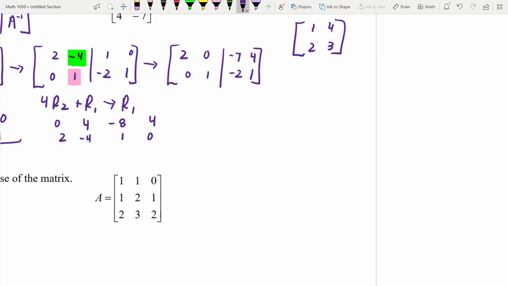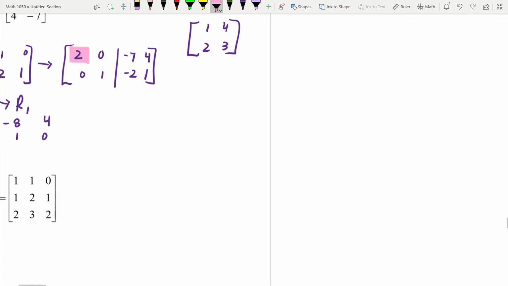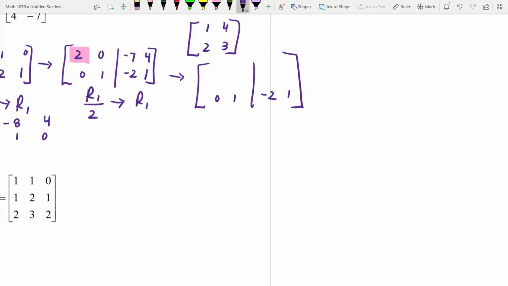Now I have to make the 2 a 1, which is going to create a fraction. Who cares? Because I'm going to be done at that point. I don't care if the fractions come at the end. I don't have to deal with the fractions. So I'm just going to go row 1 divided by 2 becomes my new row 1. So row 2 doesn't change. Take row 1 and divide by 2.